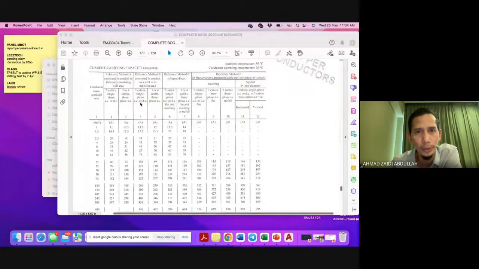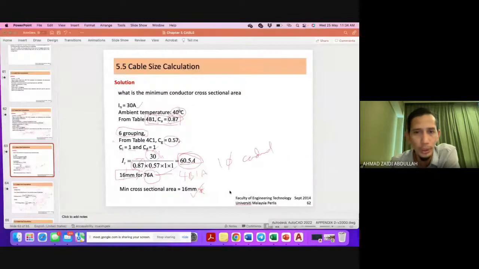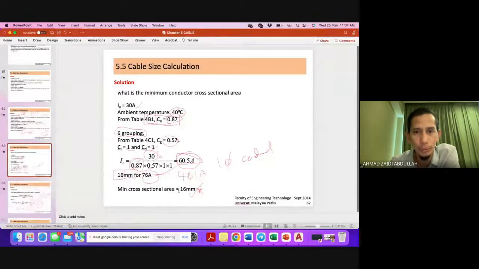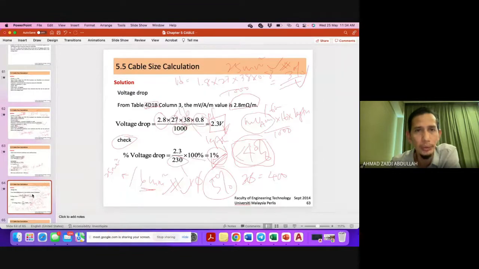60.5. Okay, 60.5. 57 is not enough, so 76. So we get that size 16 is suitable for this condition. So that's the first part. Okay, so we settle the first part and then we calculate voltage drop.